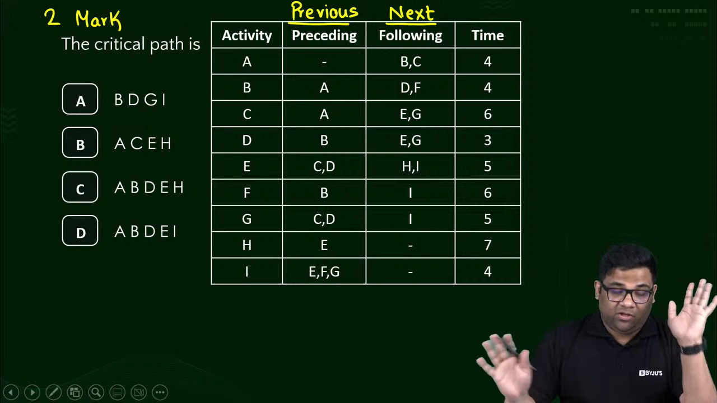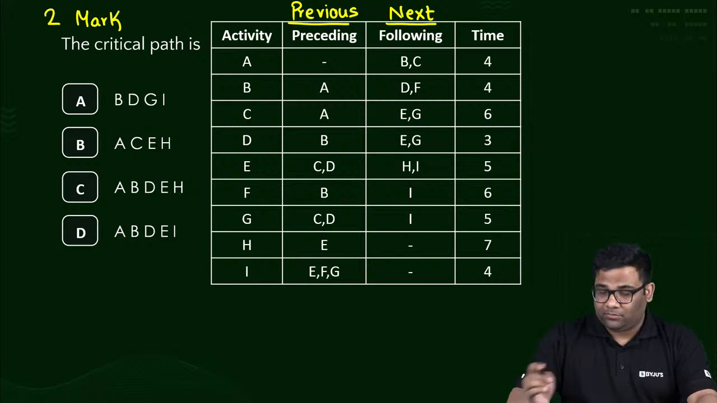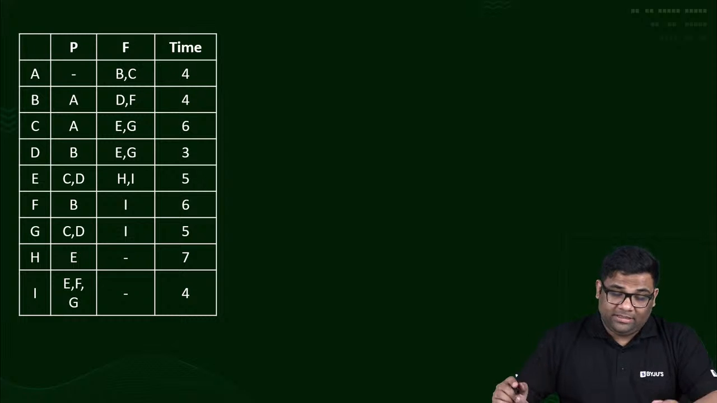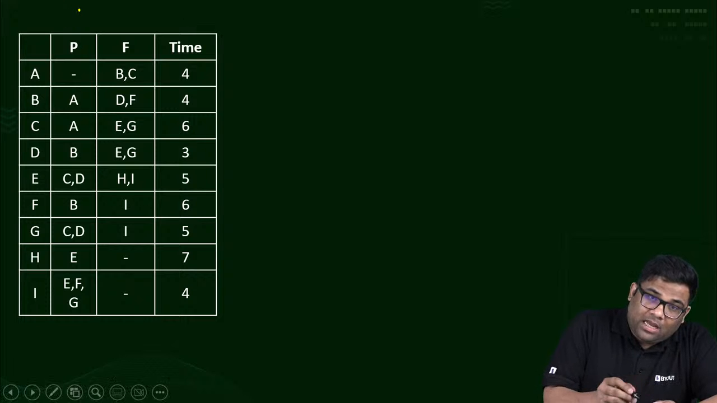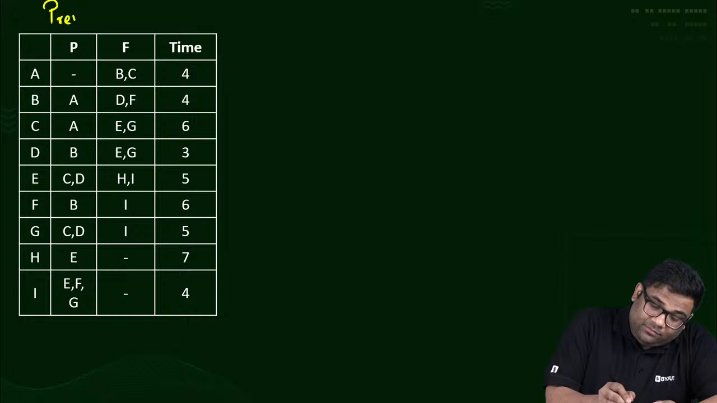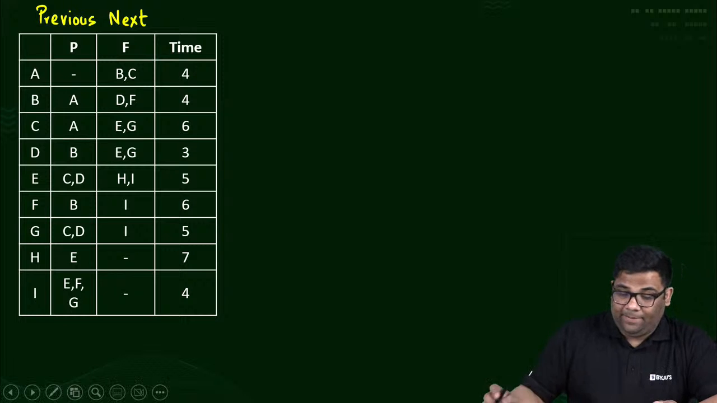So to draw the diagram, first of all, everybody draw the diagram. If you draw the diagram, you can easily find out the critical path. Everybody draw the diagram based on this information. P is for previous and following means the next. This is previous, this is next, and this is time.